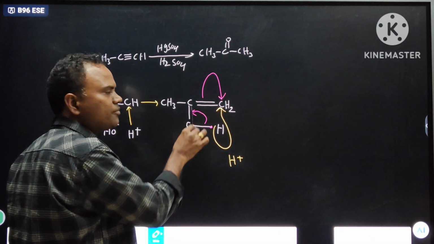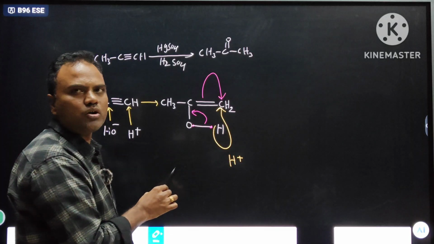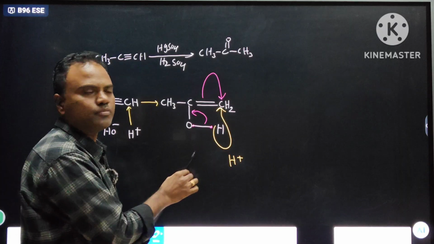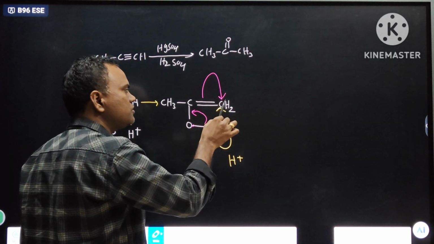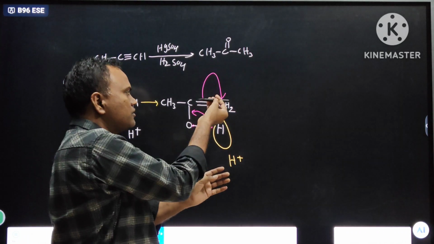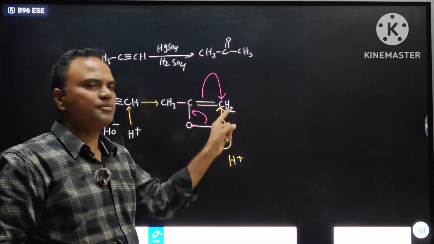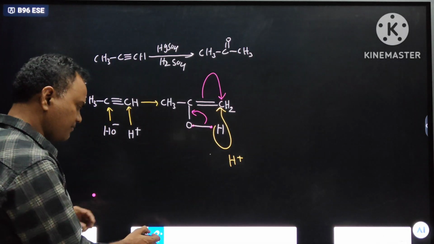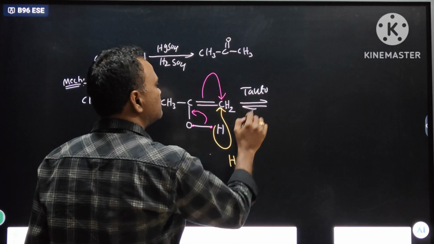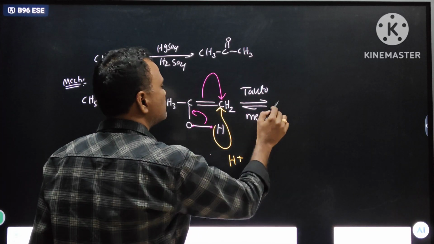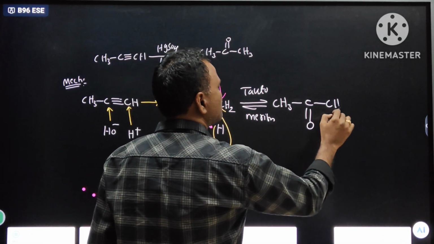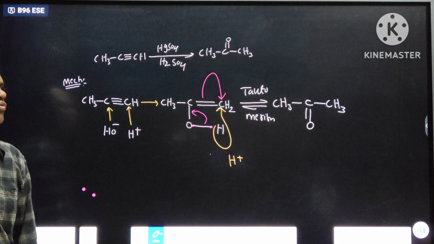So now in between these two, a double bond is there. But around carbon, 5 bonds are not possible. When you shift like this, 1, 2, 3, 4, 5, so the bond will shift towards carbon and accumulate as a negative charge. That negative and this H+ neutralize. This is tautomerism. CH3 C double bond O CH3, ketone is formed. Very important reaction.